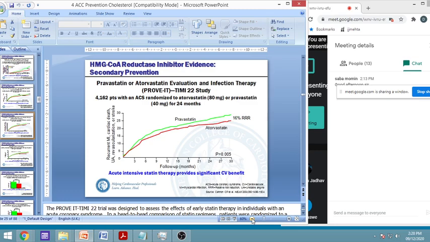Then pravastatin or atorvastatin evaluation, that is known as the PROVE-IT TIMI study. Either pravastatin or atorvastatin was given, and infection was also checked. Compared to pravastatin, atorvastatin was found to be better because it reduced MI. On the y-axis it is how much MI or cardiac death there was. So pravastatin was better than no drug, and atorvastatin was found to be better still.